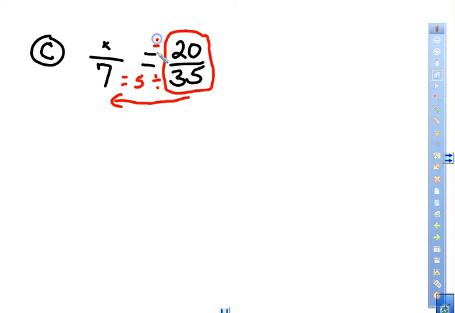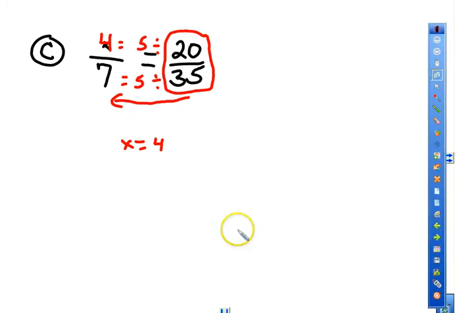So we've got to divide the top by 5 as well, and I say top meaning the numerator. So we're going to divide the numerator by 5, and 20 divided by 5 is 4. So x equals 4. So 4/7 does indeed equal 20/35. Let's look at the next.